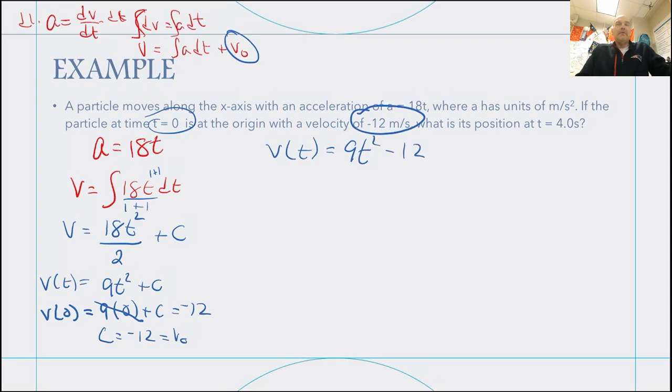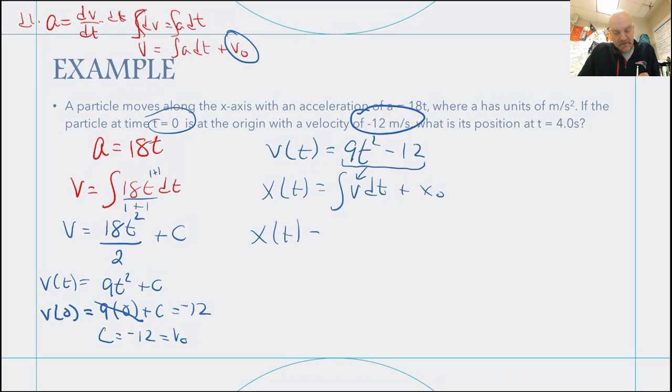Now I need to figure out the position function. So what is x of t? Well, we talked about it on the previous slide. It's the integral of v dt plus our x0, our initial position. So I take this function and plug it in there. So x of t equals the integral of 9t squared minus 12 dt.